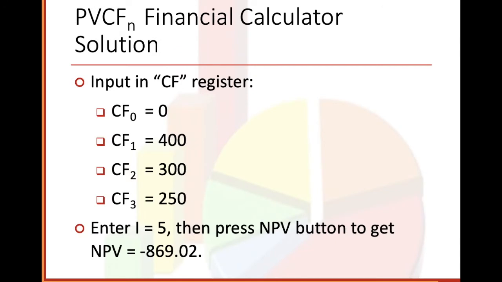So our present value of cash flow to the end, financial calculator solution. Input in CF register: CF0 equals 0, CF1 equals 400, this is year 1, year 2 300, year 3 250. Enter I for interest, then press net present value. NPV is net present value. Button to get your NPV equals minus 869 and 2 cents.